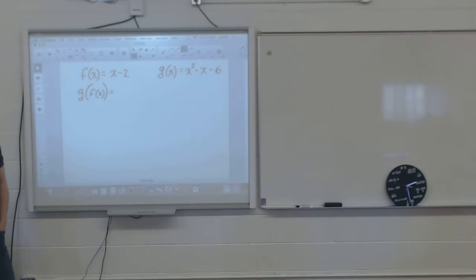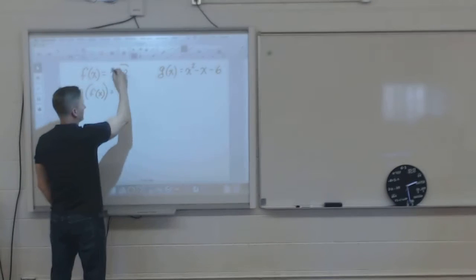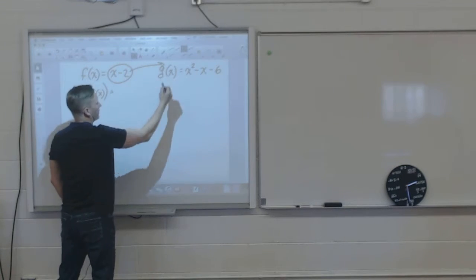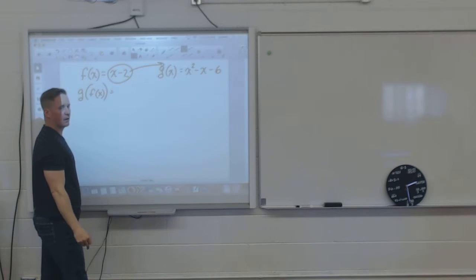What is that going to look like? x squared subtract x subtract 6 subtract 2. No, or no? x take away 2 squared, take away x, take away 2, take away 6. Yes. Take this and put it into that equation. All right? Yeah, that's backwards. Would be x and then... right?